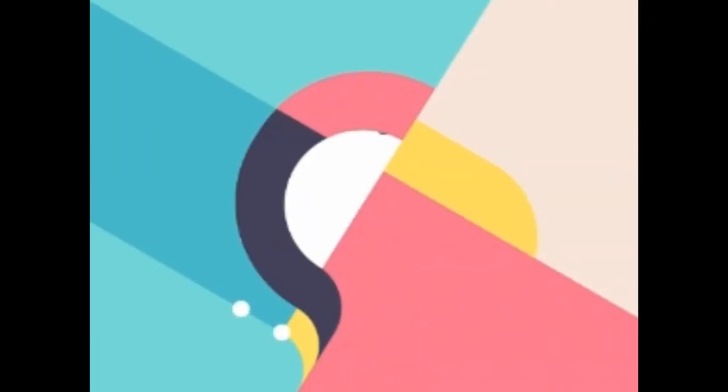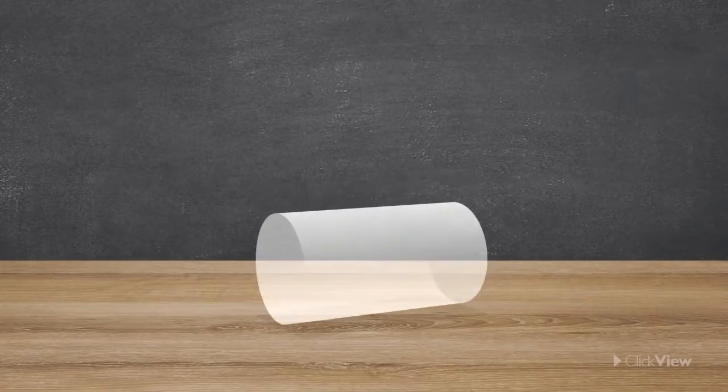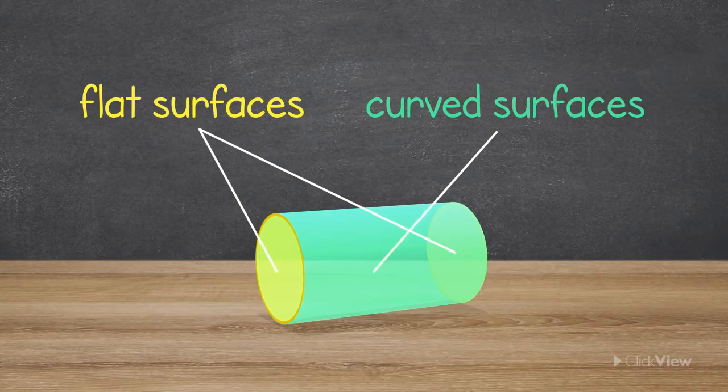Up till now, we have learnt about flat faces of a few 3D shapes. However, some 3D shapes have more than just flat faces. Some have curved surfaces as well. But we don't call them faces because faces are always flat.